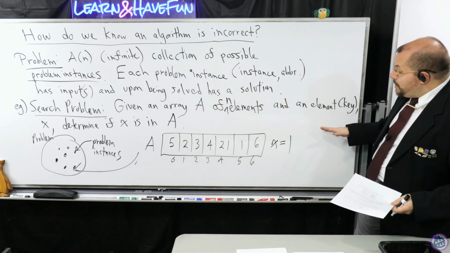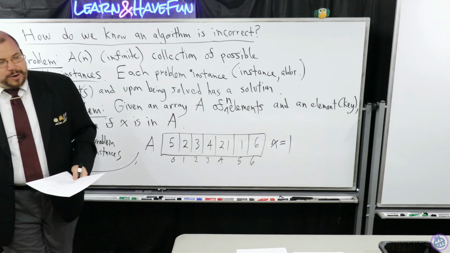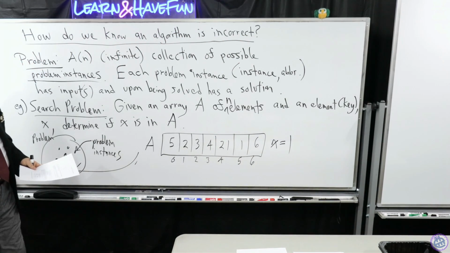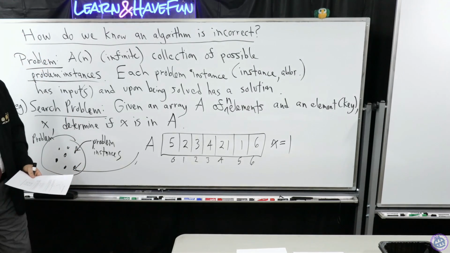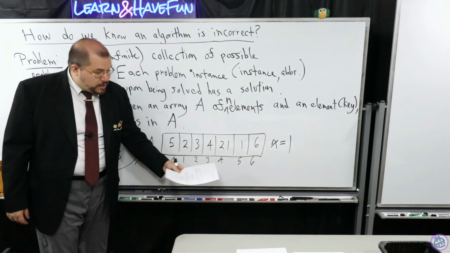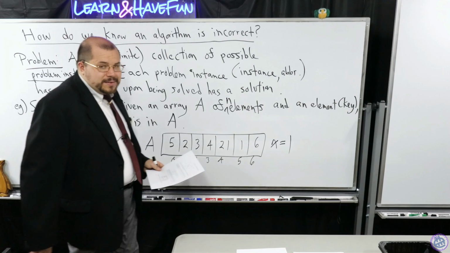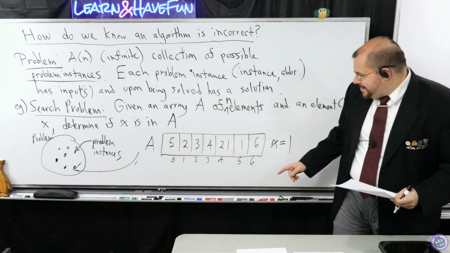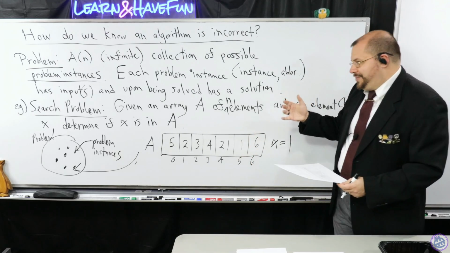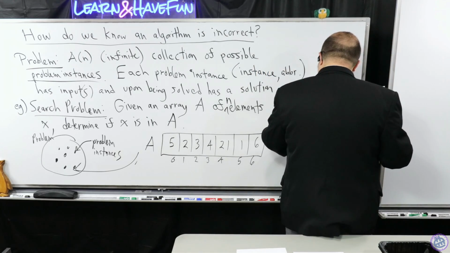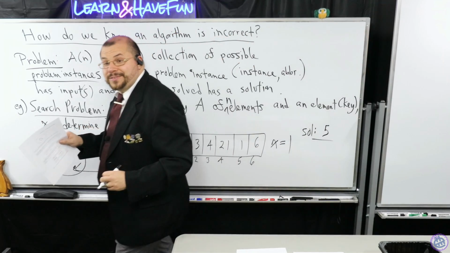I would like to know if x is in A. If it is, I want to know where it is. Otherwise, tell me -1. So for this example, where is 1? What position is it in? I've labeled each one of the positions below the box. The box represents the array. Yes, it's in position 5 here. So in this case, the solution is 5. Why? Because 1 is in position 5.